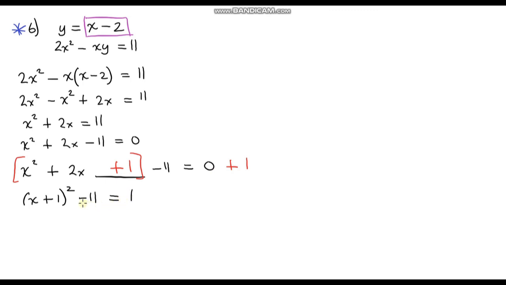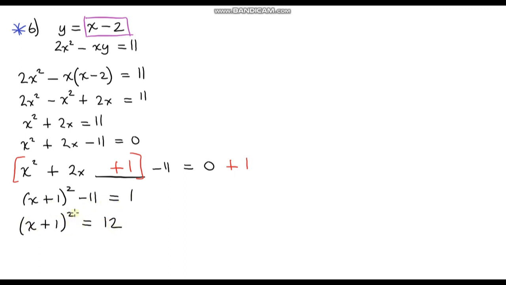So now what do we do? Well, we want to solve for x. So the first thing to do is to get rid of this negative 11. So if we add 11 to both sides, we get x plus 1, all of that squared, and then that equals, well, 1 plus 11 is 12.